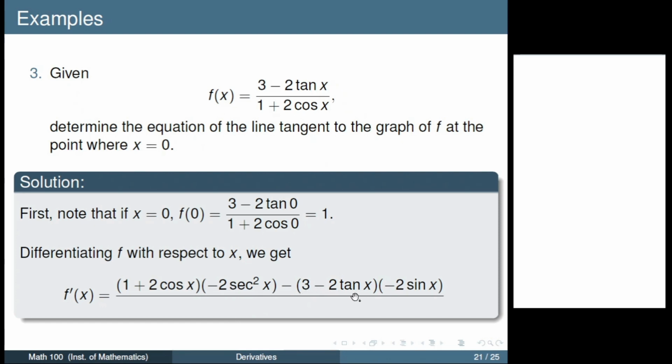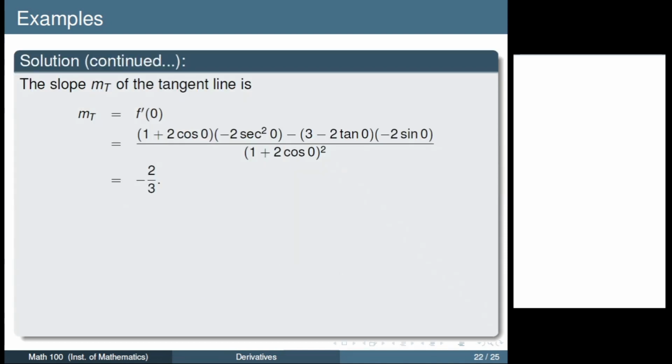Minus high, copy high, d low. So, derivative ng 1 ay 0. Derivative ng 2 cosine ay 2 times negative sine x, which is negative 2 sine x, over the denominator square. We have this derivative, and we evaluate this derivative at x equals 0. At x equals 0, kunin natin ng f prime of 0. So, equal siya dito sa expression na to.